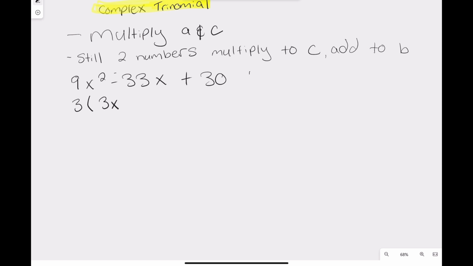So 3 times 3x squared will give us 9x squared. To go from 3 to negative 33x, it's negative 11x. And to go from 3 to 30, you have to multiply 3 by 10.